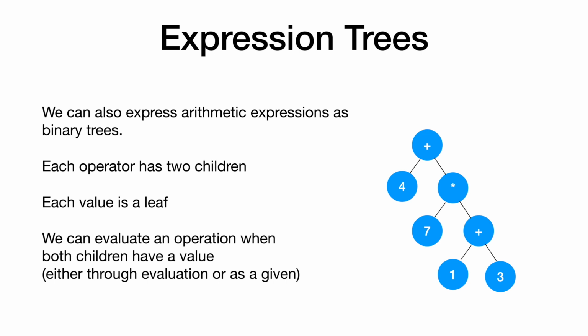So here, every operator has 2 children, a left and a right child, and each value is a leaf. Right? 4, 7, 1, and 3. Those are the numbers in our equation that we're trying to evaluate. Right? And we can process the value at an operation if we know the value of its 2 children. Well, if it's just a number, we know its value already. If it's another operation, you have to evaluate that first, right?